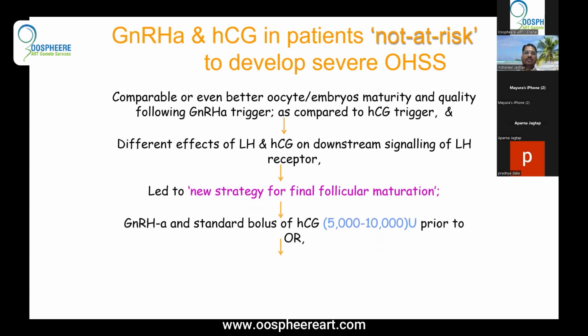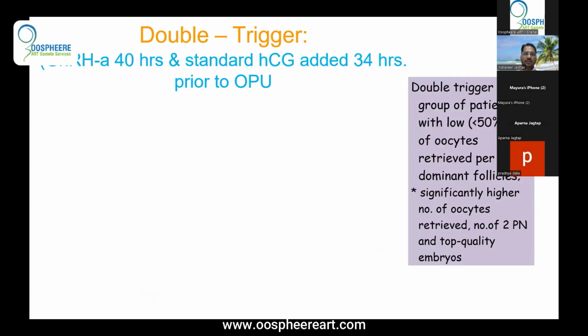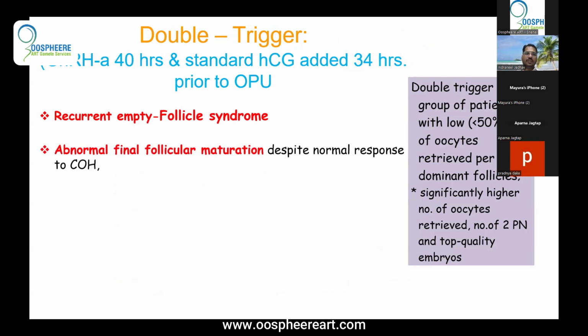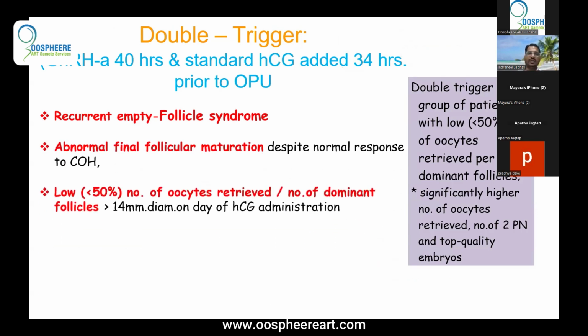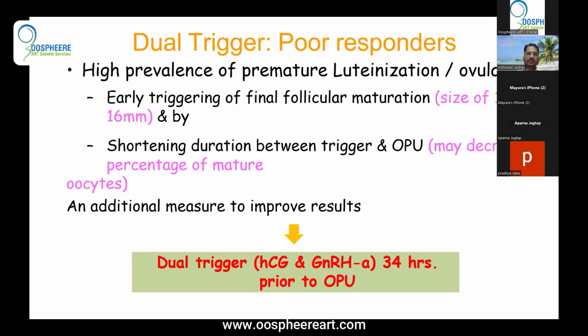We can use boluses of small at 1500 or 5000 to 10,000. Our aim is to improve oocyte quality and embryo quality and consequently IVF cycle outcome. So, double trigger can be very useful in patients with recurrent empty follicular syndrome, abnormal final follicular maturation, or when a smaller number of oocytes or mature oocytes are retrieved.